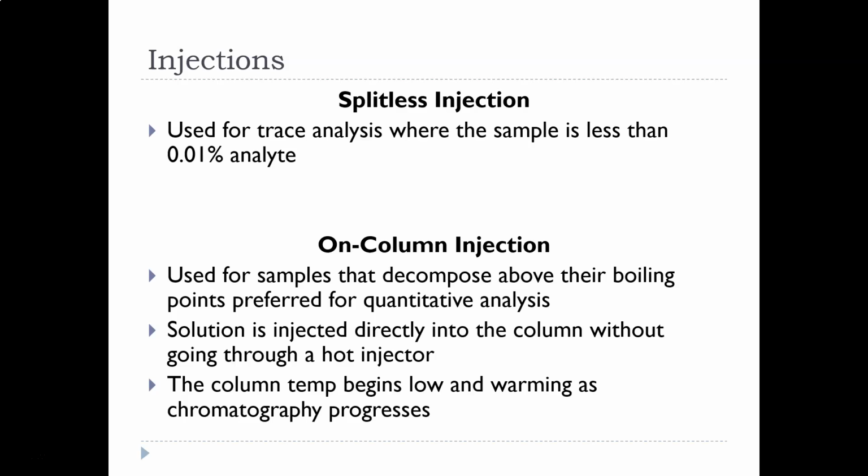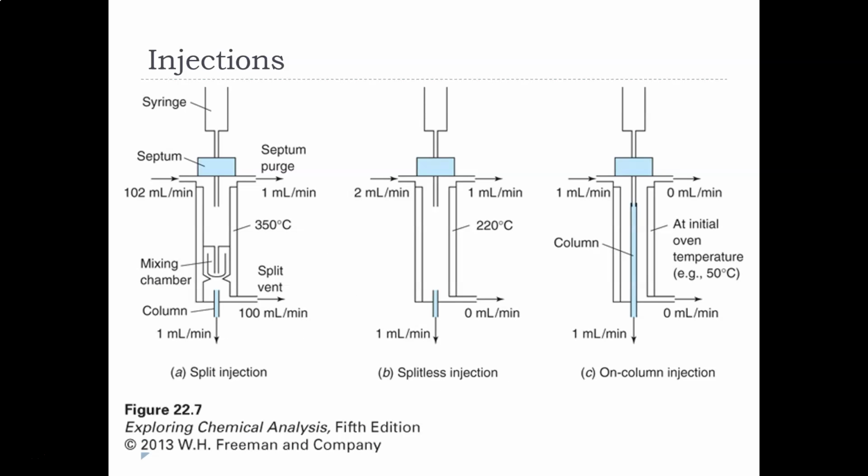So an on-column injection puts it directly into the column. So it doesn't have this mixing phase. It has to be a splitless injection because it doesn't touch any other part of the instrument. It goes from the column directly to the detector. This is only used when we have things that are temperature sensitive, they decompose, and we have to keep the column temperature very low in this situation. So this is just showing example pictures of this.